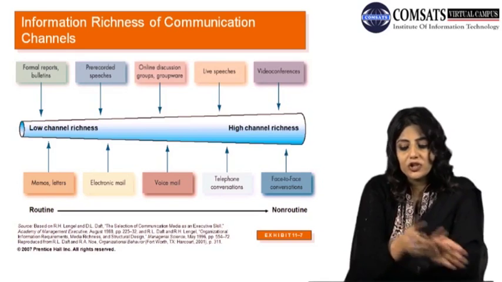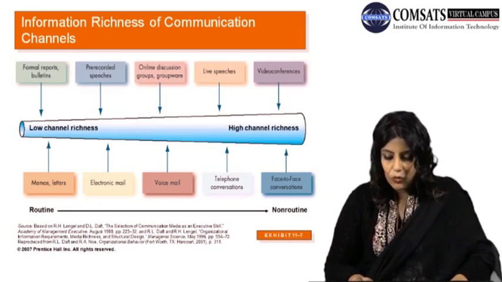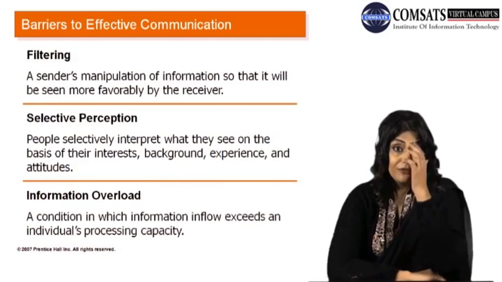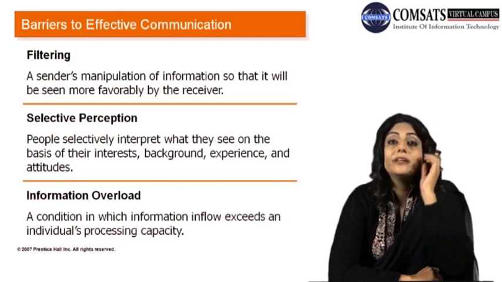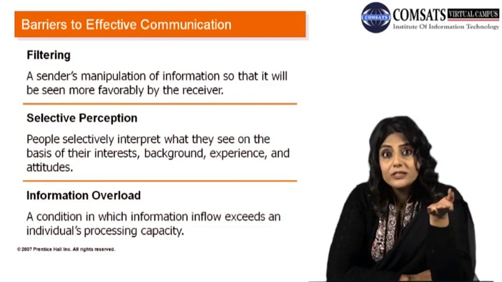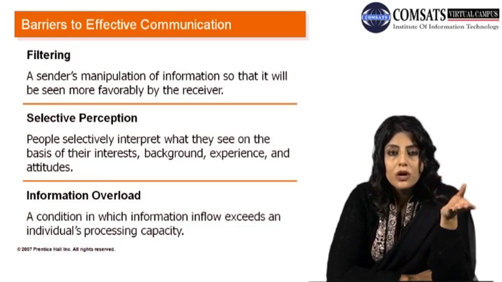So this is the written form of communication, and on the right side, the oral form of communication. Then there are different barriers to effective communication, such as filtering. Filtering is a very important barrier to effective communication, which happens when a sender manipulates the information that he has to give to the receiver.